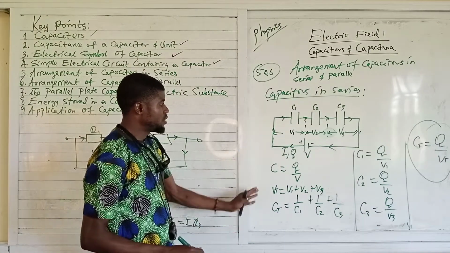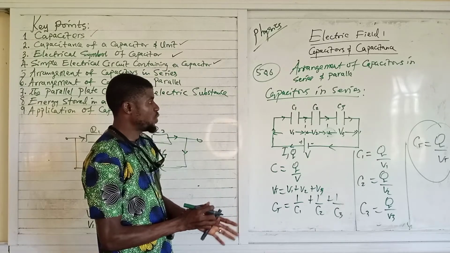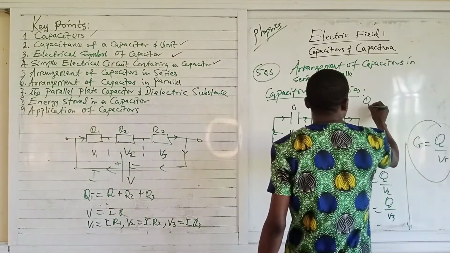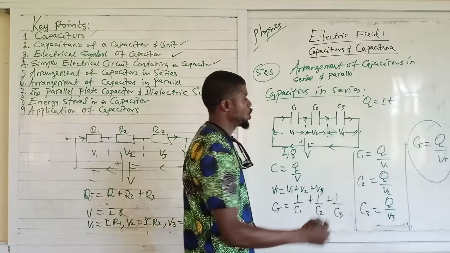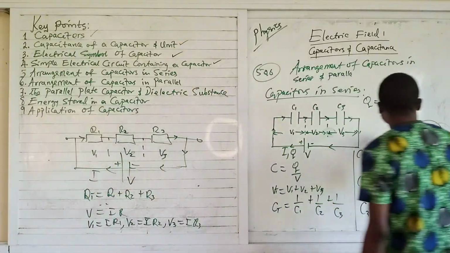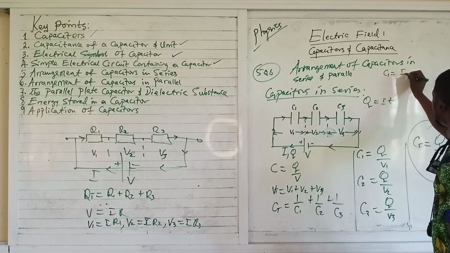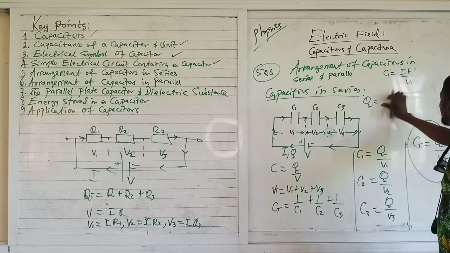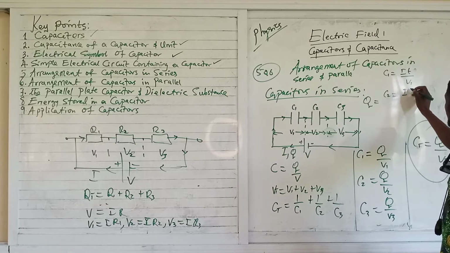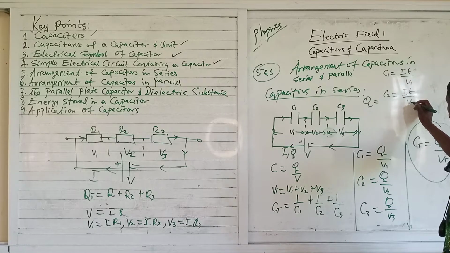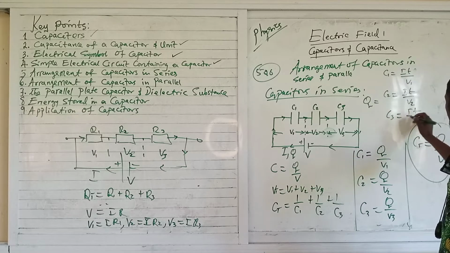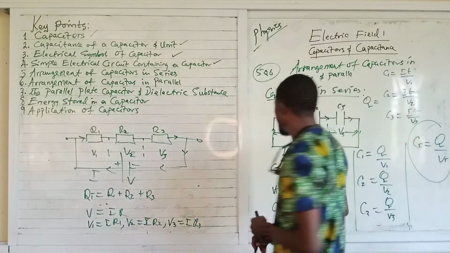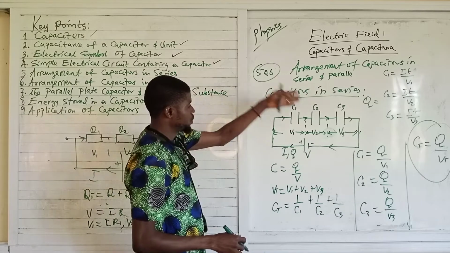So these are the possible equations you are going to have when you have capacitors arranged in series. These equations are very, very important since we are going to make use of them in the next video in our calculations. You know that your Q is equal to IT. So if the time taken for the current to flow through the circuit is given, you are free to say that your C1 is equal to IT all over V1, your C2 equals IT all over V2, and your C3 equals IT all over V3.